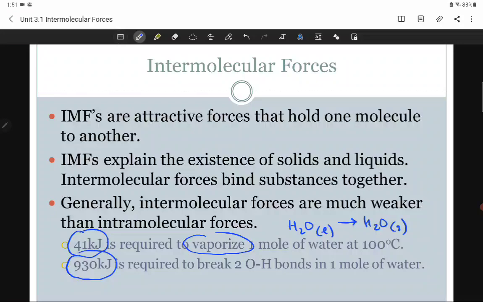So that should give you an indication about strength. The strength between molecules, what attracts one molecule to another, is not nearly the same as the energy associated with attracting one atom to another atom inside of a molecule. And of course, these numbers would change depending on what type of molecule it was and what type of atoms and all that.